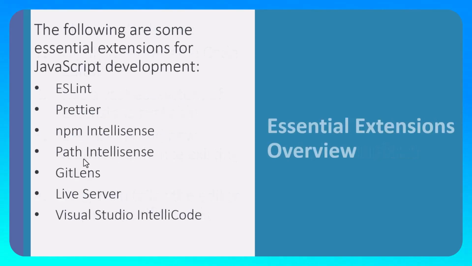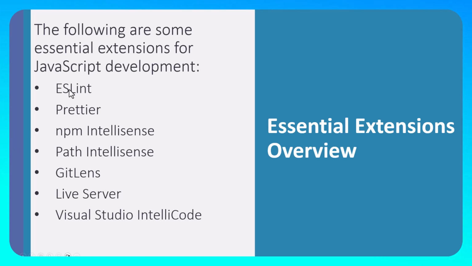Now let's do an essential extensions overview. The following are some of the essential extensions for JavaScript development. They are ESLint, Prettier, NPM IntelliSense, Path IntelliSense, GitLens, Live Server, and Visual Studio IntelliCode.